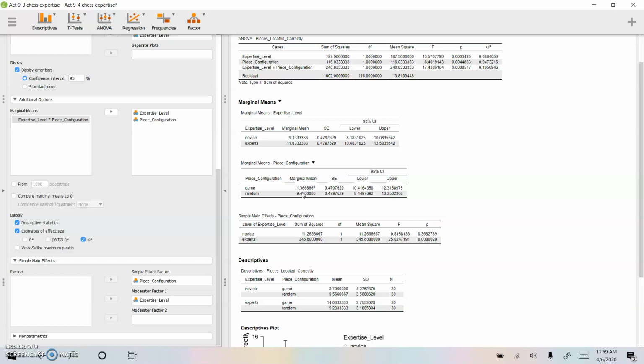Okay, so I haven't gone through every single thing in the activity, but this will get you started, show you how to run the analyses and how to get started on your interpretation.